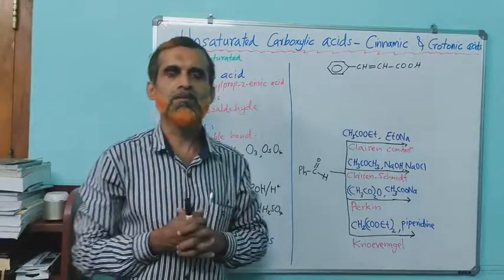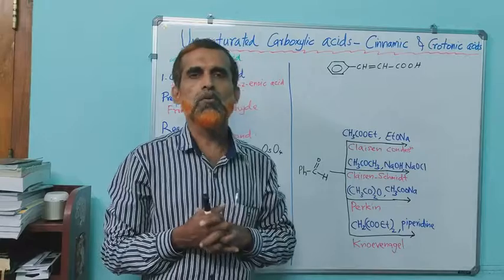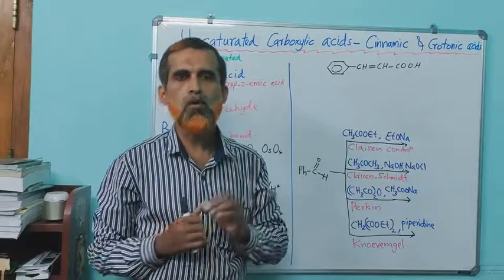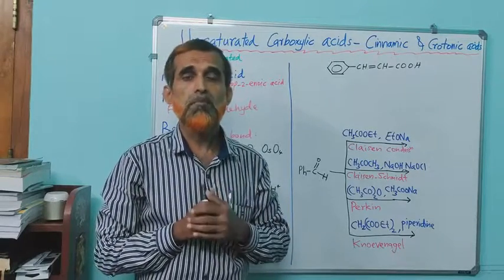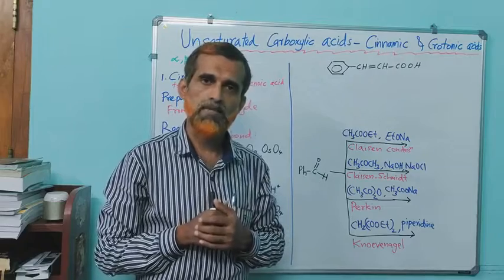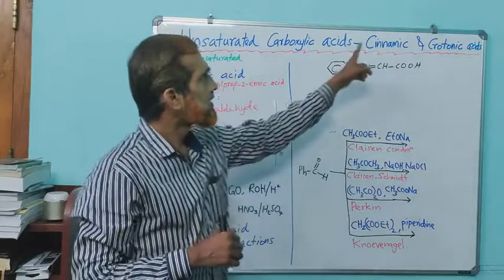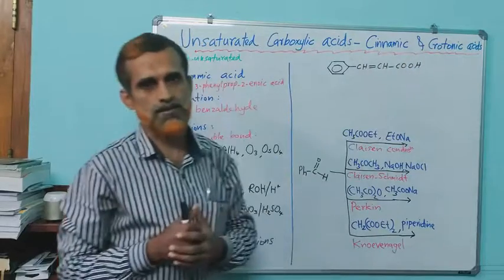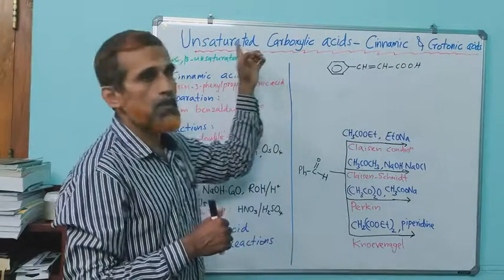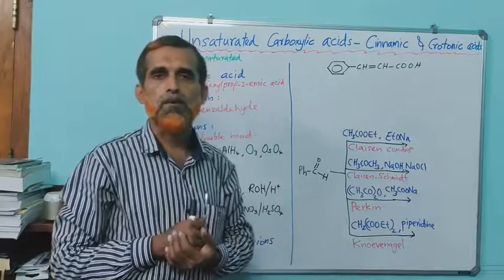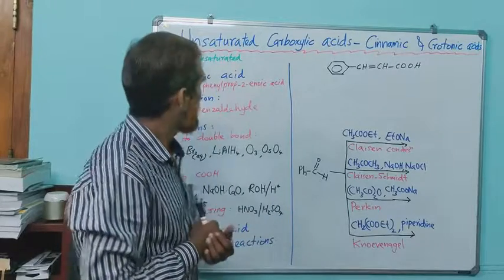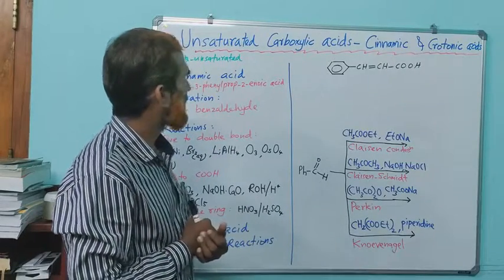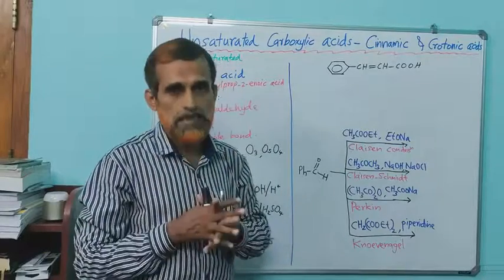Hello, welcome all. In this video, we discuss two more individual members of the carboxylic acid family. They are cinnamic acid as well as crotonic acid, which are unsaturated monocarboxylic acids. First of all, we discuss the structure of the two.